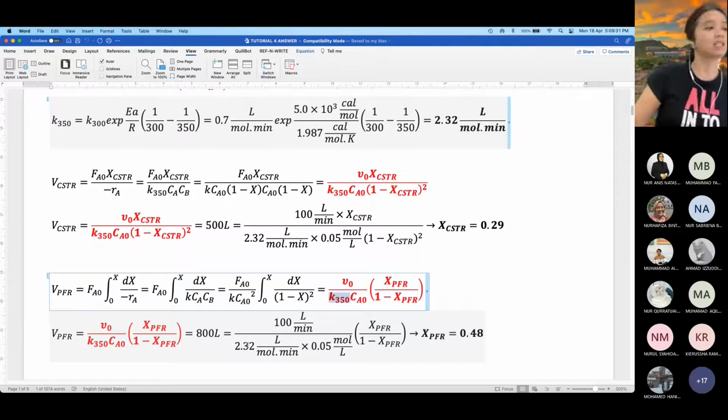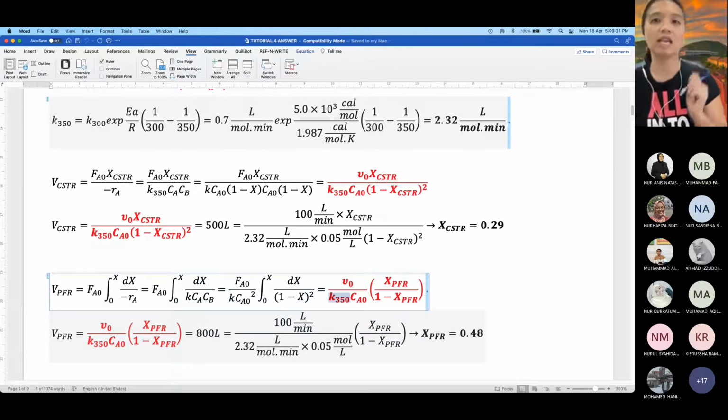Okay, next is your CA0. So CA0 masih sama, the initial concentration is still the same. Alright, so kita ganti masa yang sama. So in the bracket is still now left with the X PFR, the one that we want to find.